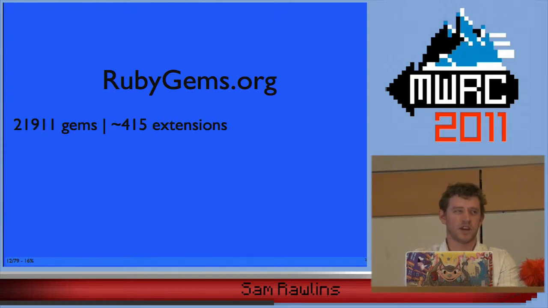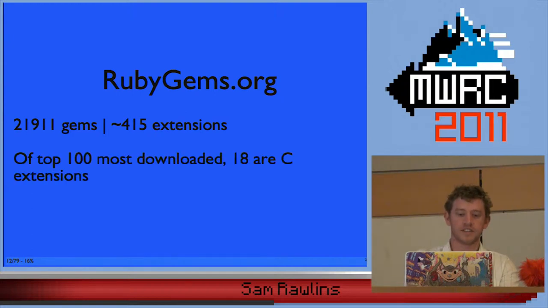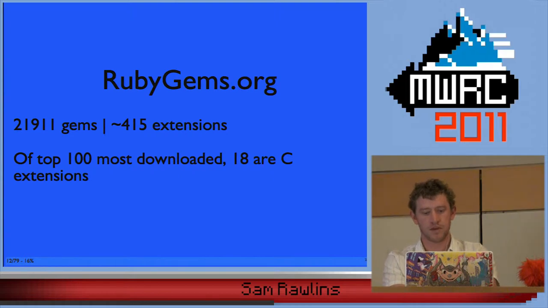So I did a quick look at rubygems.org. This is as of a couple days ago. They had about 21,000 gems. Only 415 are extensions, and I'm very okay with that, because of course in Ruby not everything should be an extension. But amongst the top 100 downloaded, 18 are C extensions. I think that's a pretty high percentage. I was surprised by that.